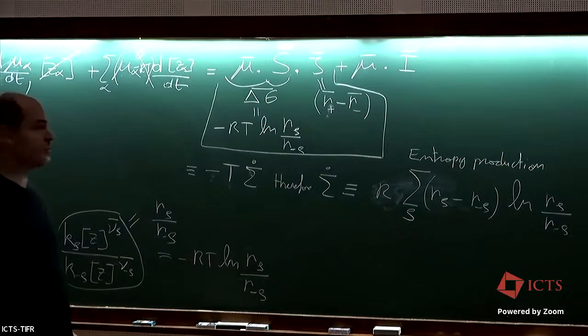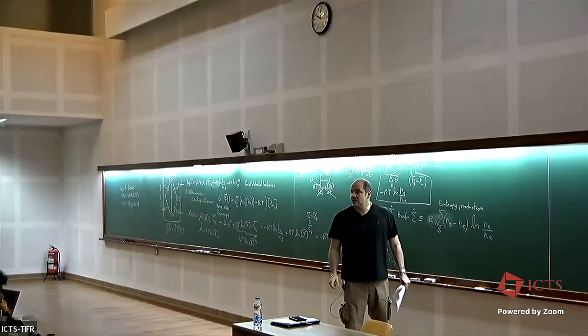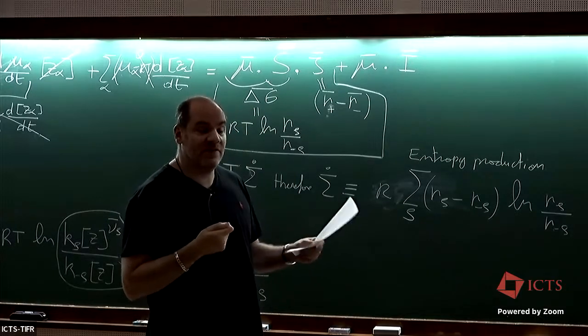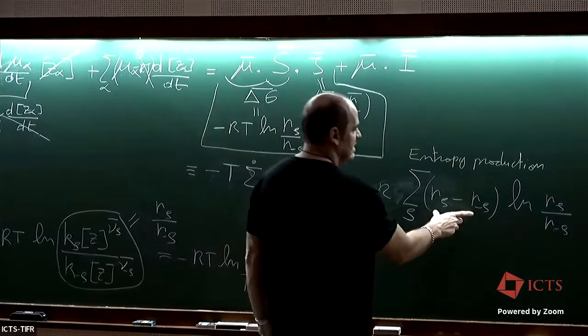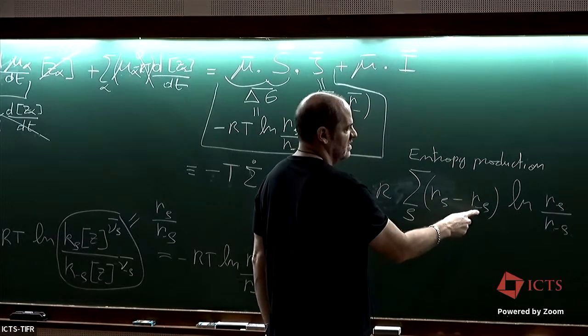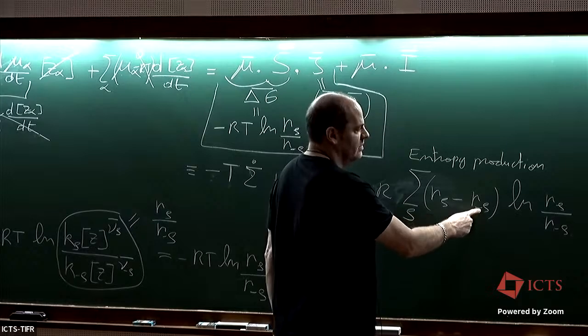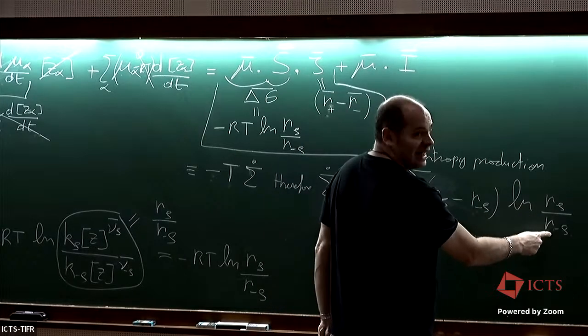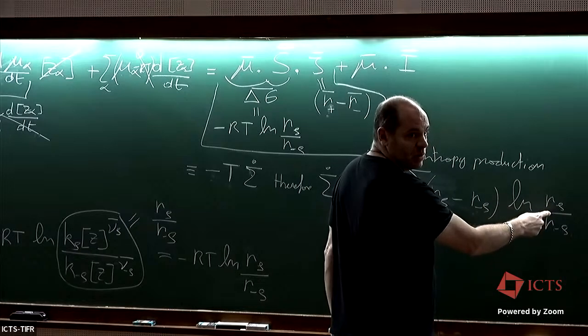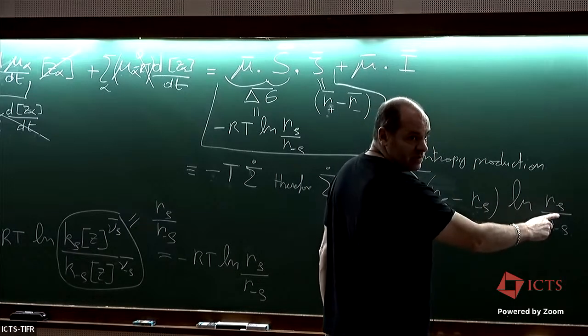Okay, why is this super important? Because this measures the asymmetry in the net flux. This is the net flux. So look, if this is positive, the forward is bigger than the backward. This is bigger than that, so this ratio is bigger than 1, and the log of something bigger than 1 is positive, so this is positive.